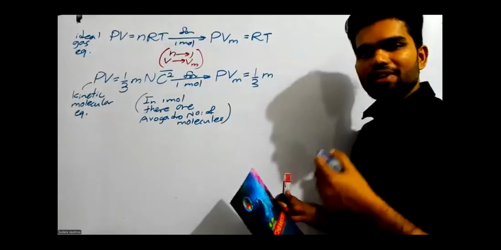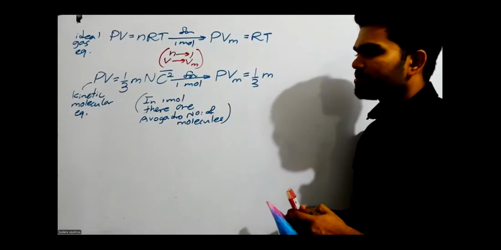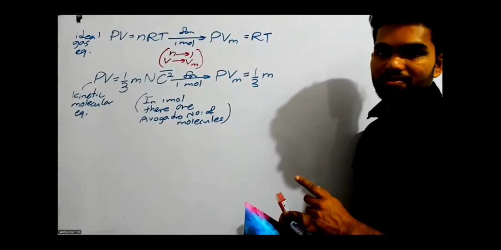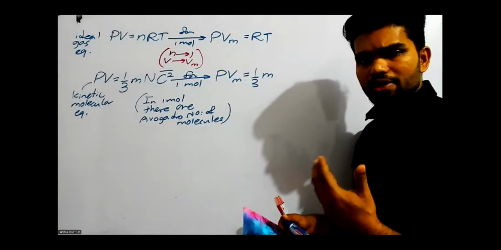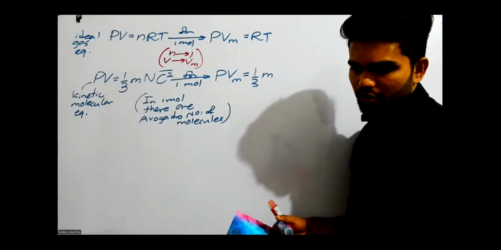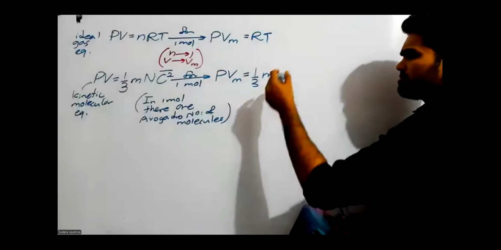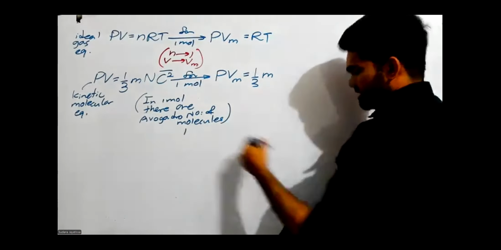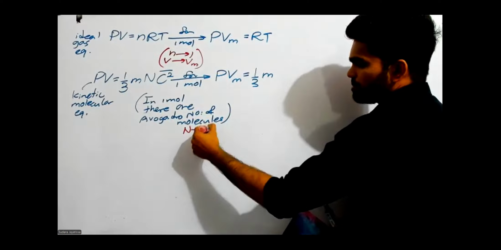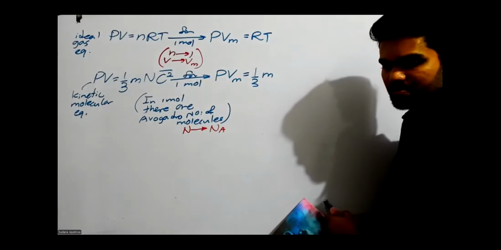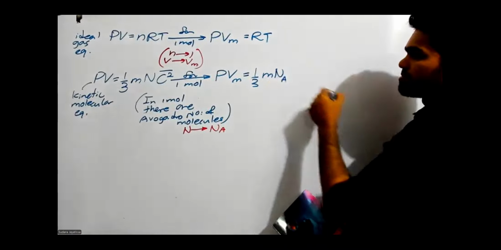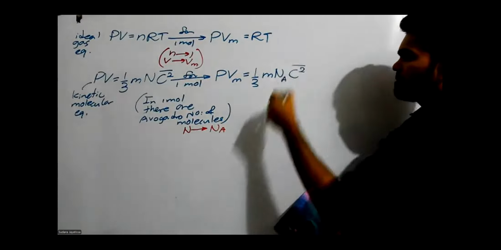It's a very basic and very early thing you learn in chemistry, right? In 1 mole, you always have the Avogadro number of particles. What is the Avogadro number? 6.022 into 10 to the power 23. So this number of particles are there. This capital N is going to be changed into the Avogadro constant. Now here the Avogadro number of particles are there, so it is Na. And then c square bar.